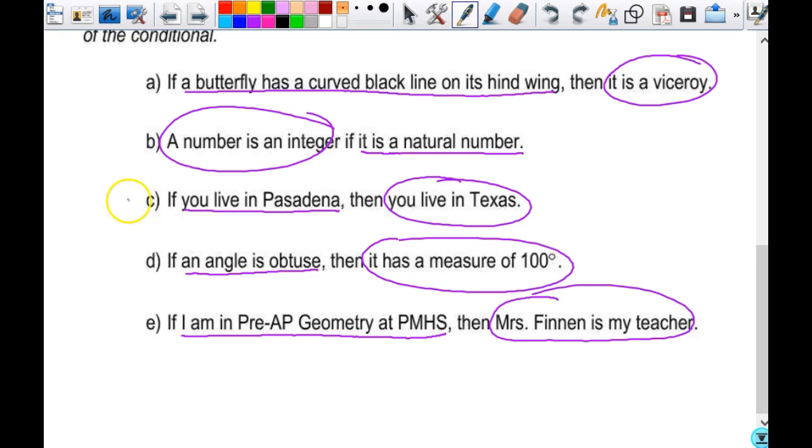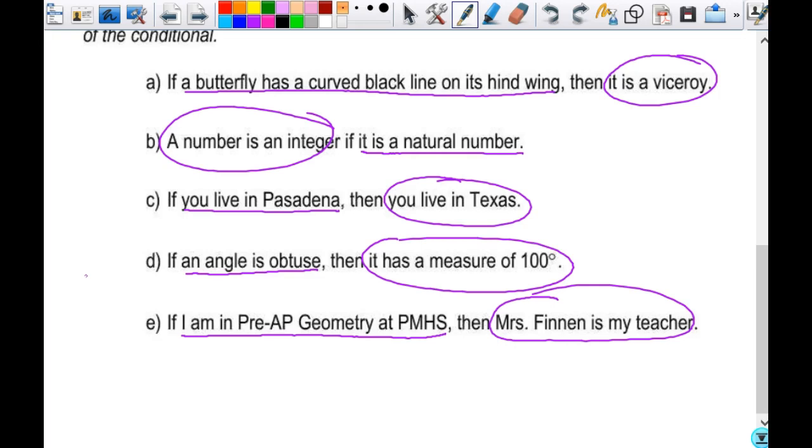So this was an example of false, false. This is an example of false, true. And then this is, if I am in pre-AP geometry at PMHS, then Mrs. Finnan is my teacher. Is that true or false? That is true. Converse, if Mrs. Finnan is my teacher, then I'm in pre-AP geometry at PMHS. False, okay? Because I don't teach just pre-AP geometry, right? So this is true, false. This is false, true. This is false, false.